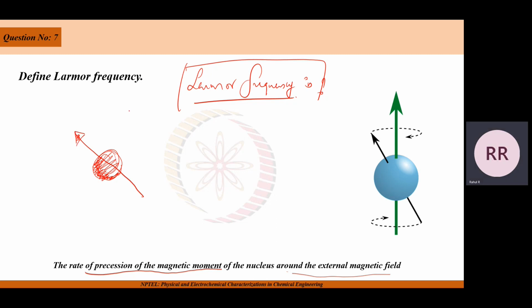Now, when this is exposed to some external magnetic field, which is shown in the dotted line as this, due to this, this magnetic moment will actually revolve around it at a particular frequency. Let me call it omega. With omega frequency, this will rotate. So this kind of rotation is called precession.